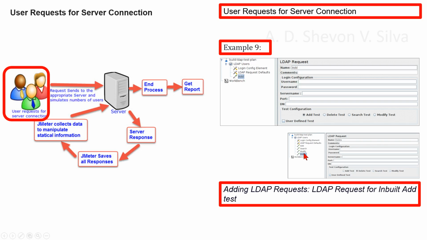Next, add the fourth LDAP request and edit the following properties. Rename it; here you can see LDAP request for inbuilt delete test. Rename it to delete element here and select the delete test radio button in the test configuration group.